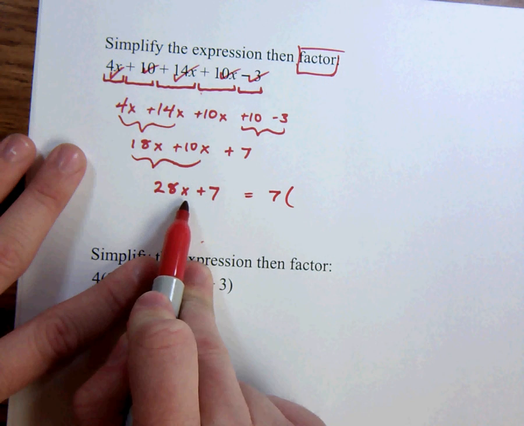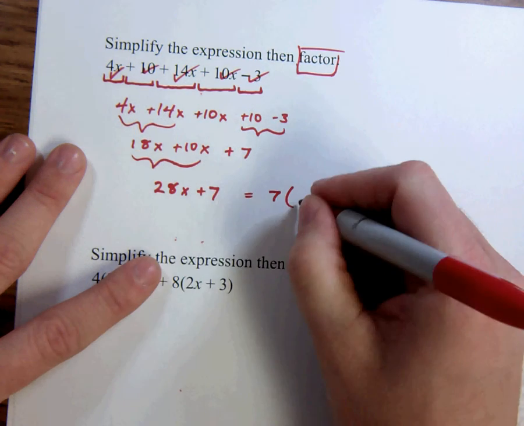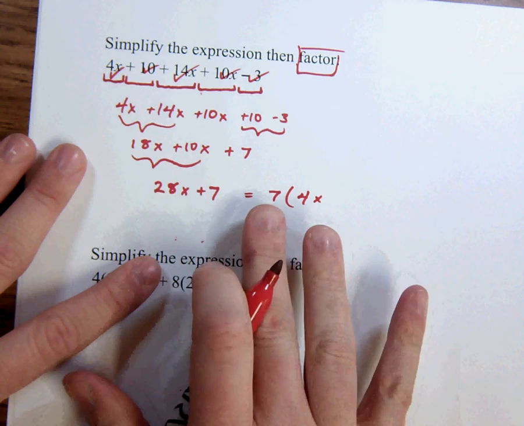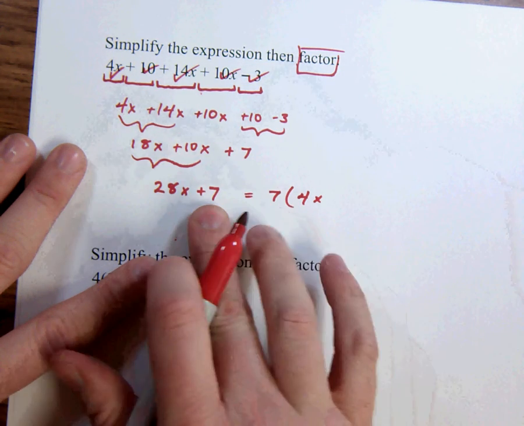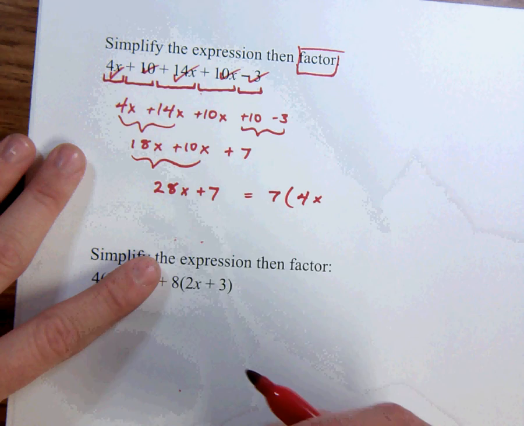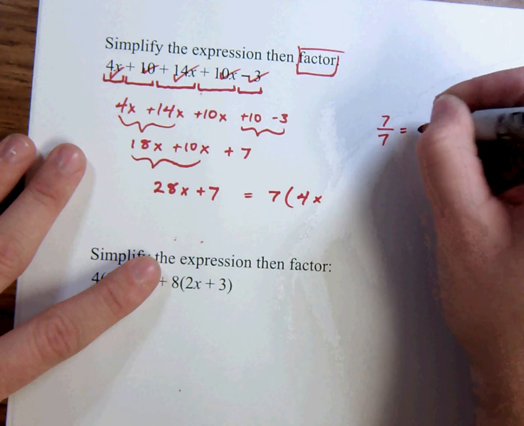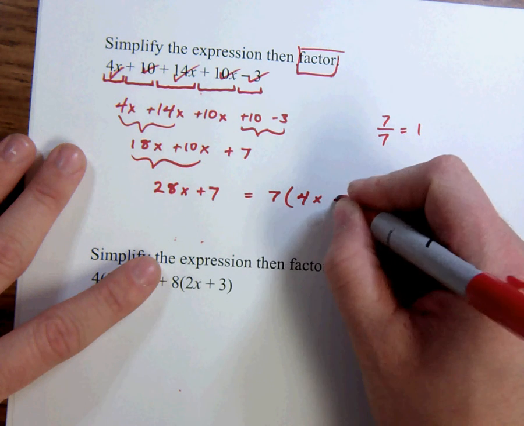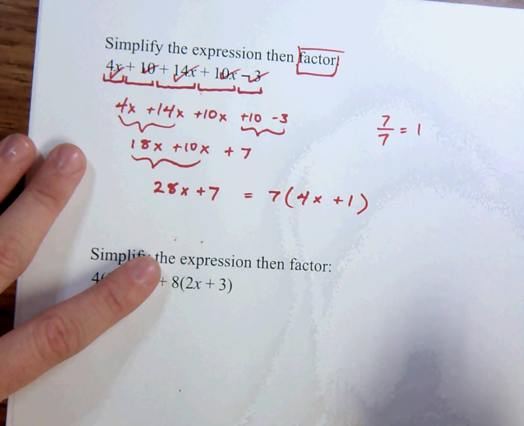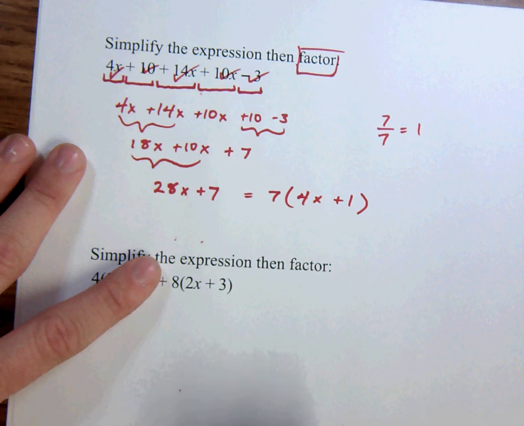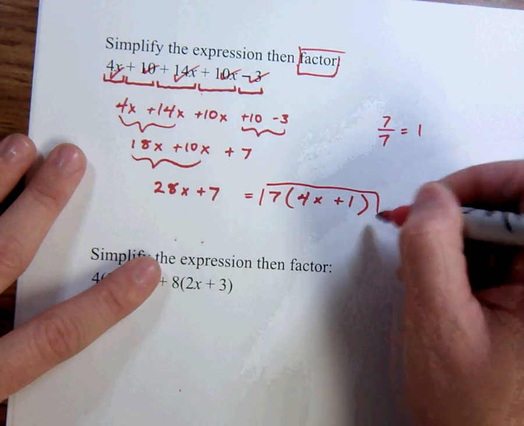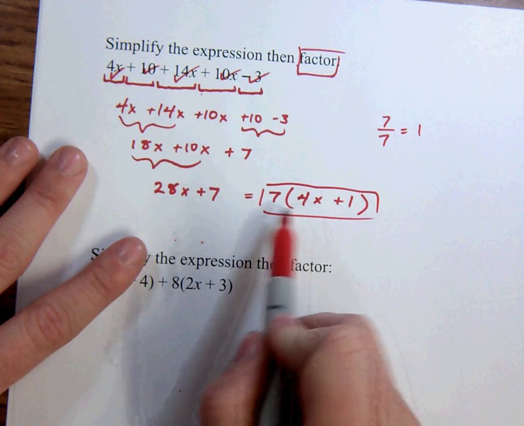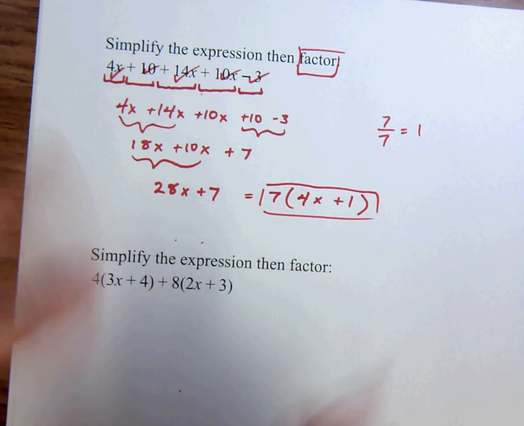28x divided by 7. Well, if it was just 28 divided by 7, it would be 4, and then the x just kind of stays around. So this would be 7 times 4x, and then 7 divided by 7. 7 over 7 is equal to 1. So this is 7 times 4x plus 1. And so this is the final answer. We can always expand it to check ourselves. 7 times 4x is 28x. 7 times 1 is 7, but we're good.